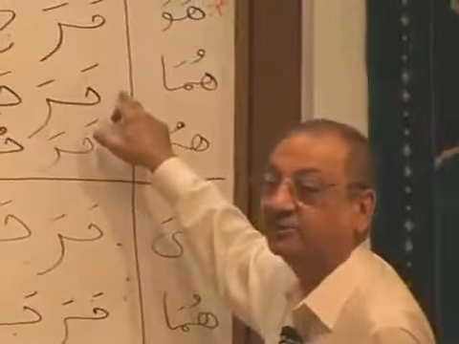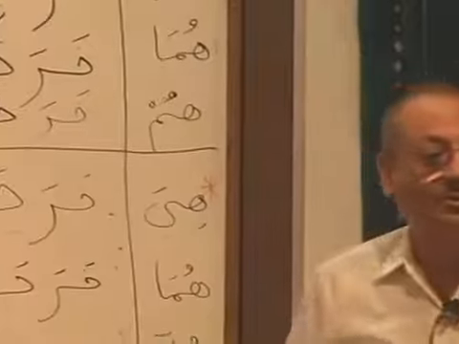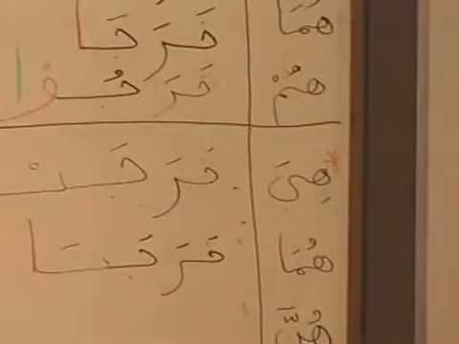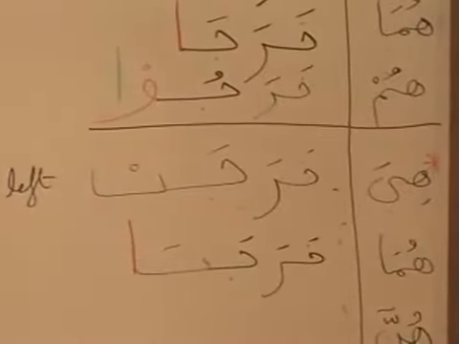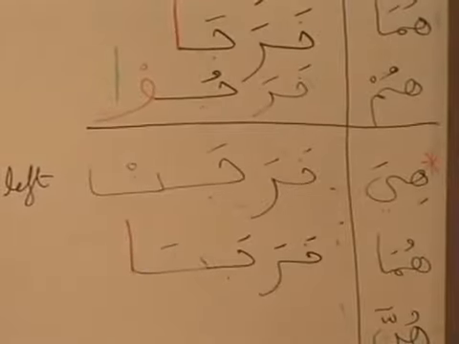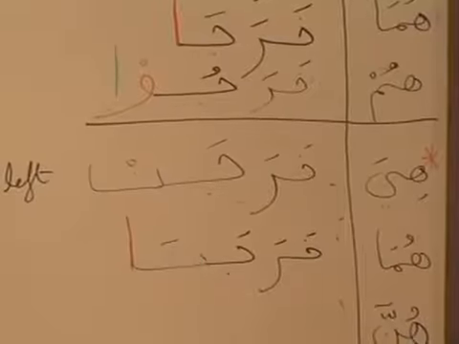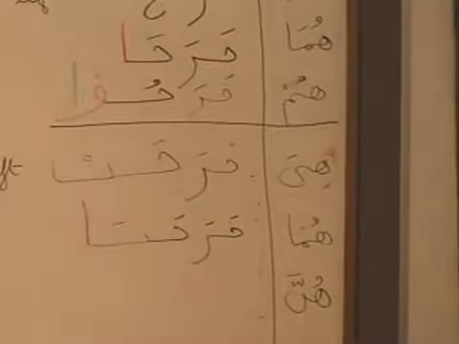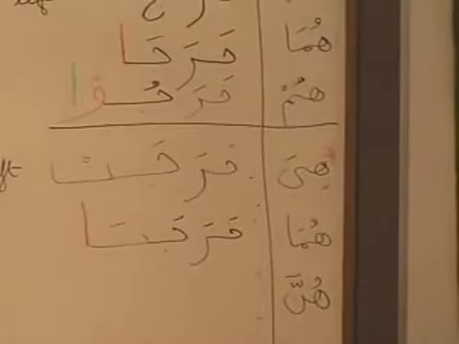Nasara, nasara, nasaru, nasarat, nasarata. Next verb? Kataba, kataba, katabu, katabat, katabata. Are you with me? And then the next one, dakhala, dakhala, dakhalu, dakhalat. Okay, next one, dakhalata. Very good.